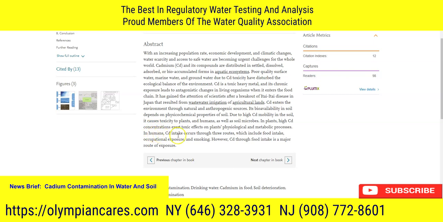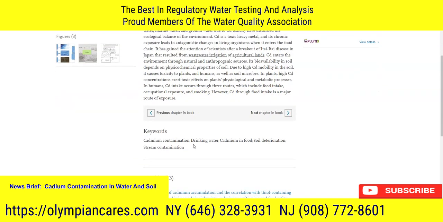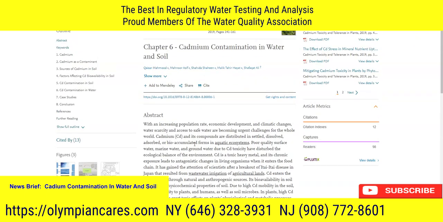Now, in humans, Cd intake occurs through three routes: food intake, occupational exposure, and smoking, and also through drinking water. However, Cd through food intake is a major route of exposure. Now, one thing to keep in mind here is that with all of these changes happening, this can cause problems to first surface water, marine water, and groundwater. So this affects multiple water bodies. It disturbs the ecological balance, and it can ultimately disturb the environment.